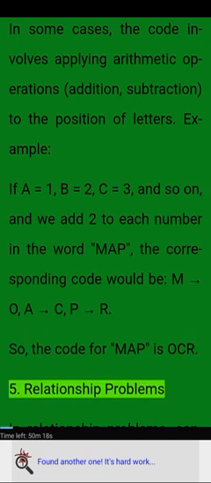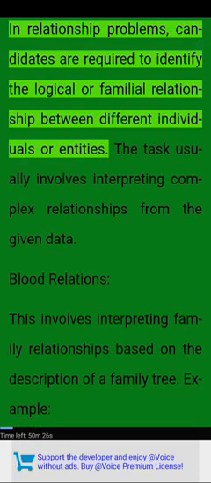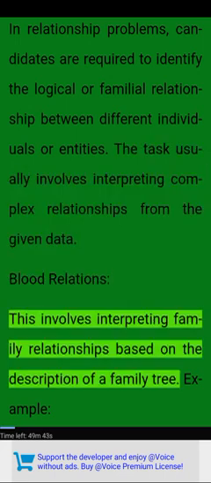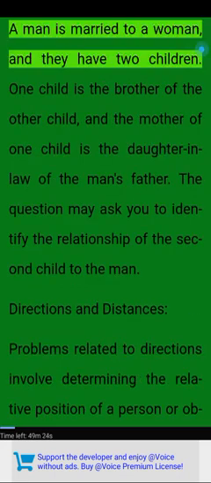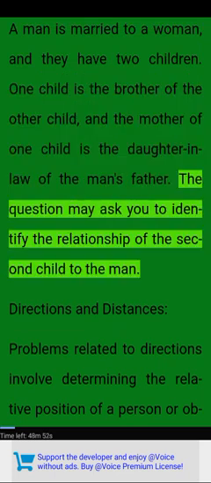5. Relationship problems. In relationship problems, candidates are required to identify the logical or familial relationship between different individuals or entities. The task usually involves interpreting complex relationships from the given data. Blood relations. This involves interpreting family relationships based on the description of a family tree. Example: A man is married to a woman, and they have 2 children. One child is the brother of the other child, and the mother of one child is the daughter-in-law of the man's father. The question may ask you to identify the relationship of the second child to the man.